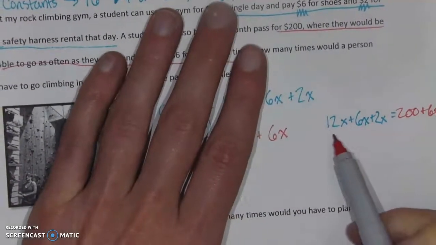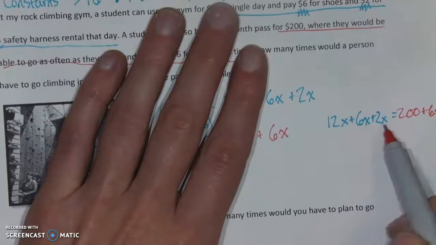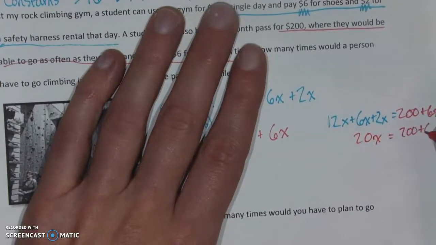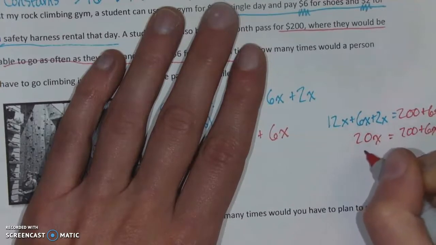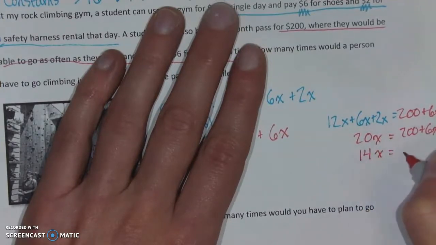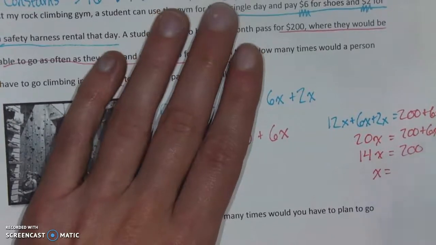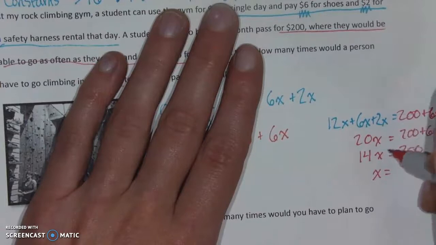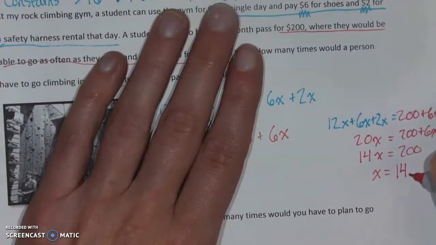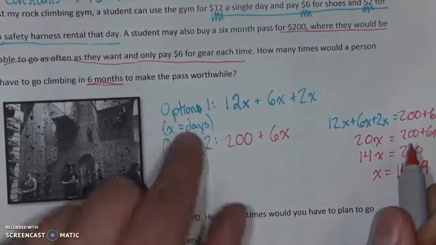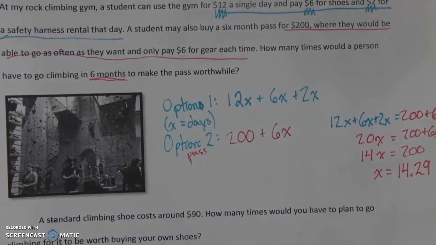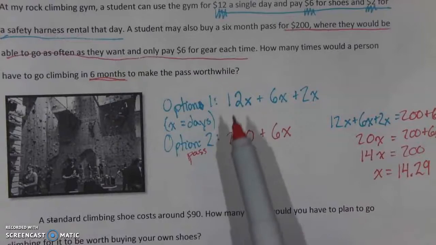So here, when I combine my like terms, 12 plus 6 gives me 18, plus 2 gives me 20, so I have 20x. And on the other side, I have 200 plus 6x. Subtract 6x from both sides, and I end up with 14x is equal to 200, which means x would be 200 divided by 14, or 14.29 about. Now that means since x is the number of days that I would go or number of visits I would do, I would have to go a little bit over 14 times to have an exactly even payment.